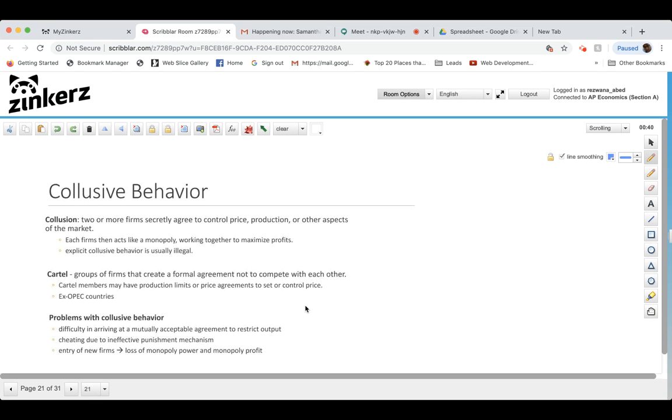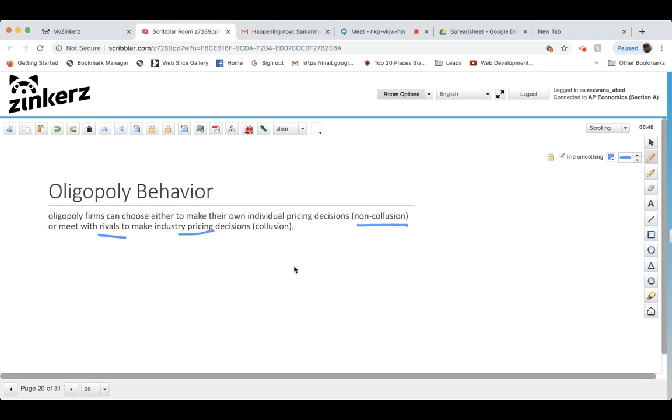I have a question. Yeah. So collusion is illegal. So why? Yes. But firms do meet up to make pricing decisions because they want to control the market.